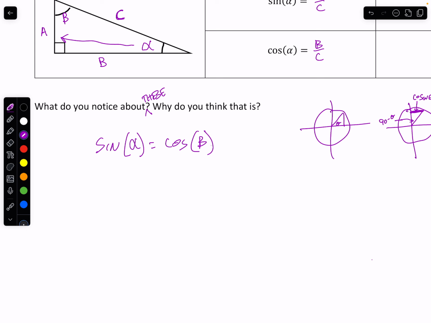So what we know now is that if I say that sine of alpha is equal to cosine of beta, I could say sine of alpha is equal to cosine of 90 minus alpha. All right? And instead of 90, let's use radians.